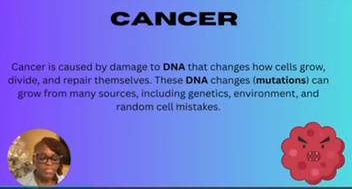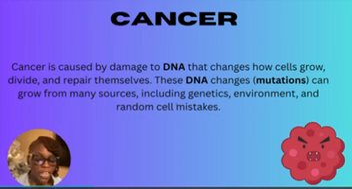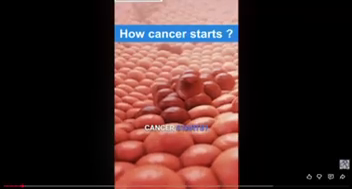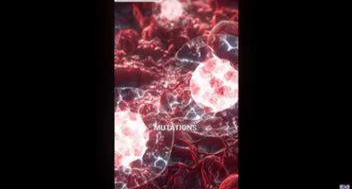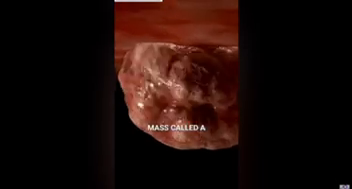Cancer. Cancer is caused by damaged DNA that changes how cells grow, divide, and repair themselves. These DNA changes, mutations, can come from many sources, including genetics, the environment, and a random cell mistake. Have you ever wondered how cancer starts in the human body? Cancer can begin when normal cells undergo genetic mutations. These mutations can cause the cells to grow and divide uncontrollably. As the mutated cells multiply, they can form a mass called a tumor.